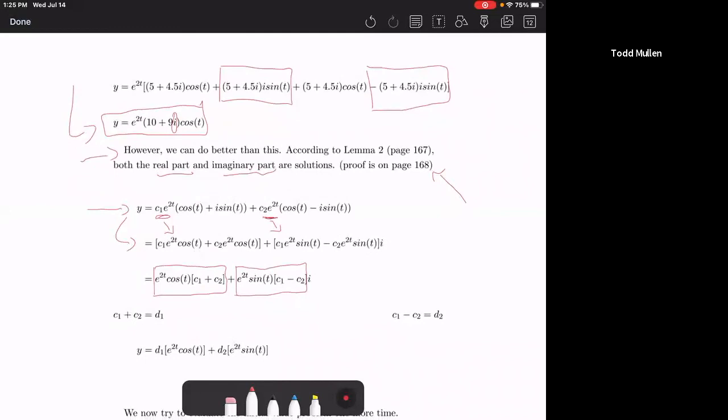Now, we have c1 plus c2 and c1 minus c2. For simplification, let's just call these new constants. We'll call c1 plus c2 d1 and c1 minus c2 d2. And I just misspoke. I said they were variables. These are just constants. So y is now equal to d1 times e to the 2t times cos t plus d2 times e to the 2t times sine t. This is the real part. This is the imaginary part.